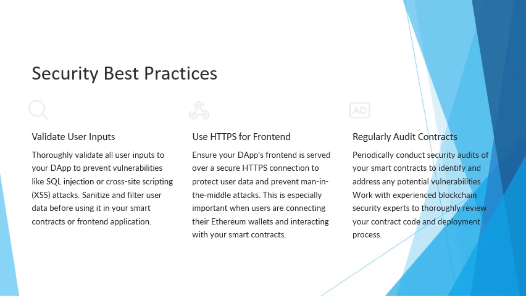Here are some of the very good security practices we need to follow. We first need to validate our user inputs. We thoroughly need to validate all user inputs to our DApp to prevent vulnerabilities like SQL injection or cross-site scripting attacks. We filter user data before using it in our smart contracts or front-end application. We use HTTPS for the front-end. We ensure that our DApp's frontend is served over a secure HTTPS connection to protect user data and prevent man-in-the-middle attacks. This is especially important when users are connecting their Ethereum wallets and interacting with our smart contracts.